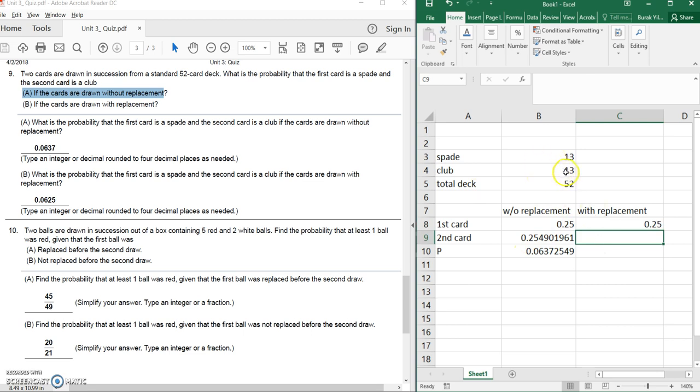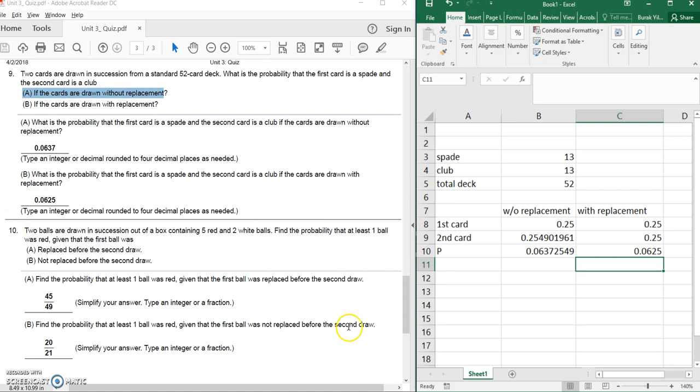And then the second card, we want it to be a club. Again, there are 13 clubs out of how many cards? It's still 52, because this is with replacement. You put the first card back in, so there are still a total of 52 cards in the deck. So again, these 2 are the same, and these 2 happening together, we just multiply them, and that's going to be 0.0625. That goes here.